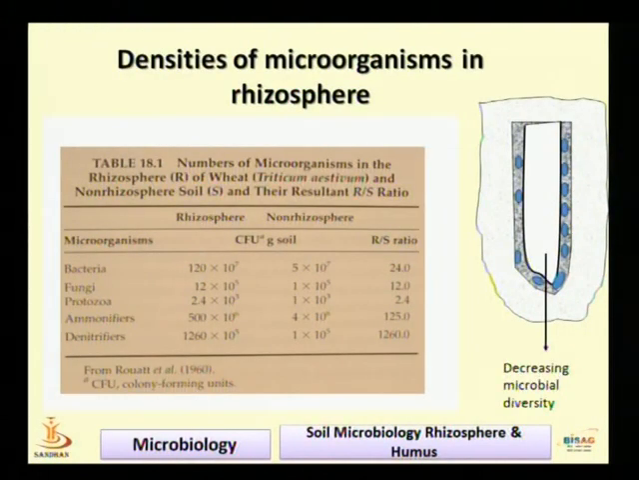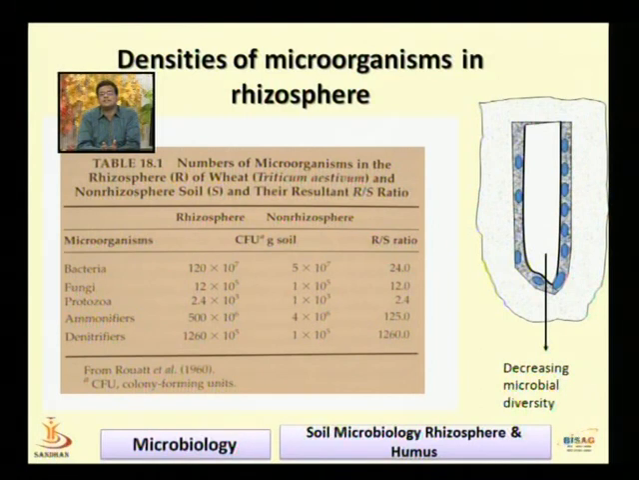Friends, these are the densities of microorganisms in the rhizosphere. Here bacterial counts, fungal counts, protozoan counts, and denitrifier and actinomycetes counts are shown, and they are counted in CFU, that is, colony forming units per gram of soil, in rhizospheric soil as well as in non-rhizospheric soil. The first column is microorganisms, the second column is the rhizospheric count, the third column is the non-rhizospheric count, and the last column is the R:S ratio. These figures are shown with reference to the wheat plant, Triticum sativum.